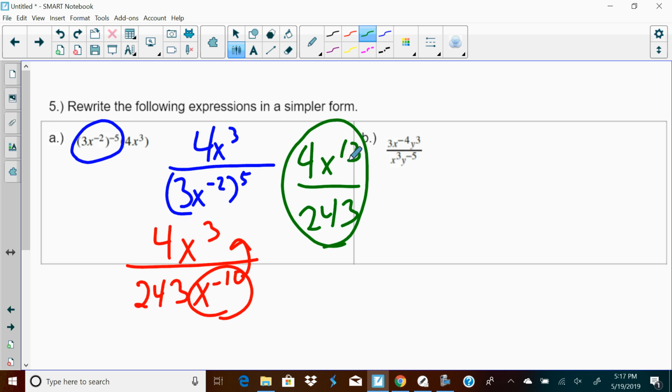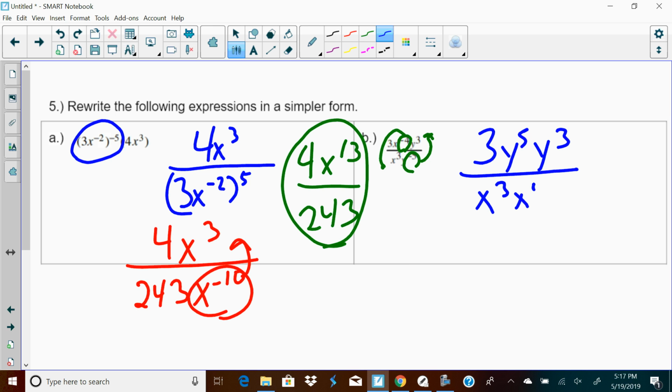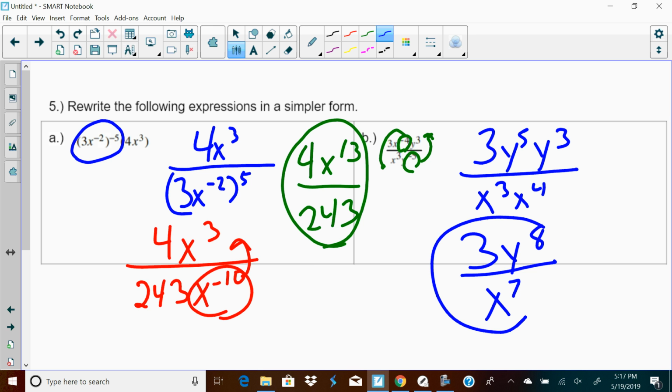For B, the x to the negative 4th is going to go into the denominator, while the y to the negative 5th is going to come in the top. So I'm going to get 3 y to the 5th, y to the 3rd, over x to the 3rd, x to the 4th. So then I just add exponents. So I get 3y to the 8th over x to the 7th. That's my answer.